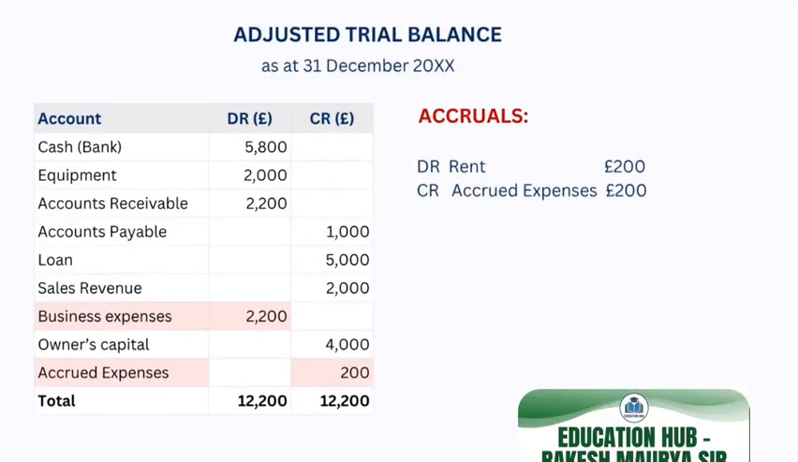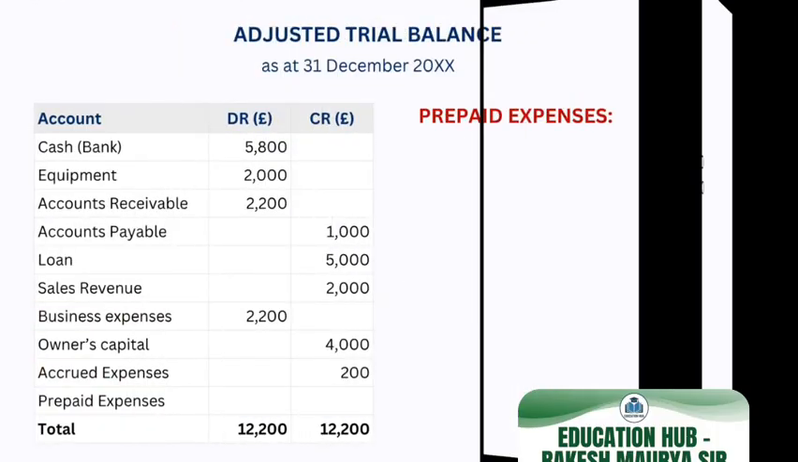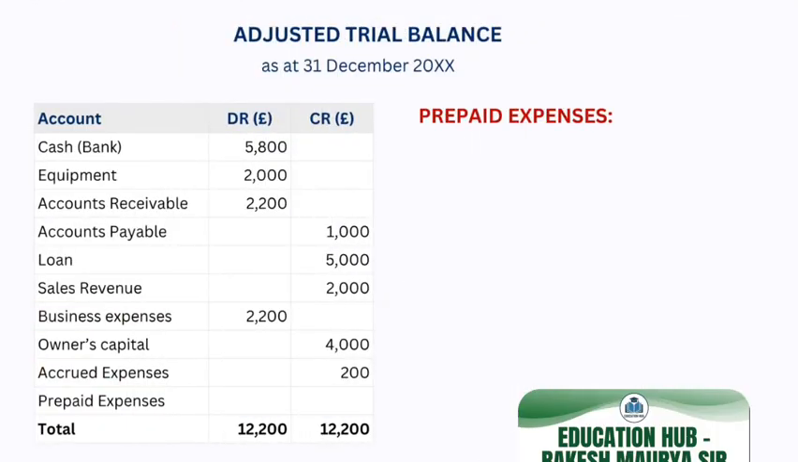Suppose rent of £200 relates to this month but hasn't been paid yet, or the invoice hasn't been received. We need to make an adjustment. Debit rent expense £200 and credit accrued expenses £200. These adjustments help follow the matching accounting principle. Next adjustment is prepaid expenses.